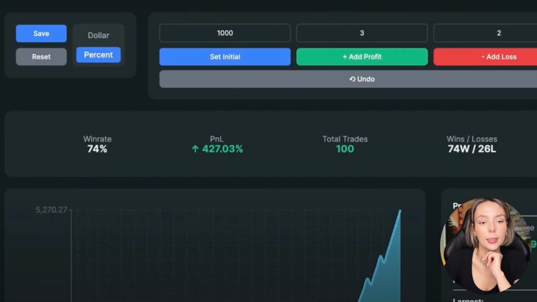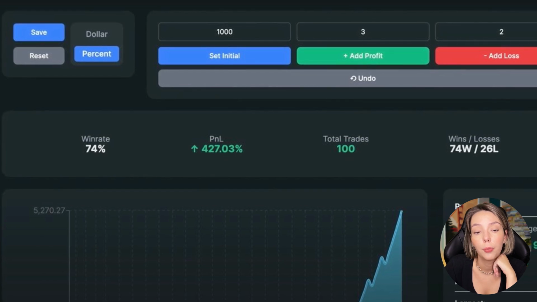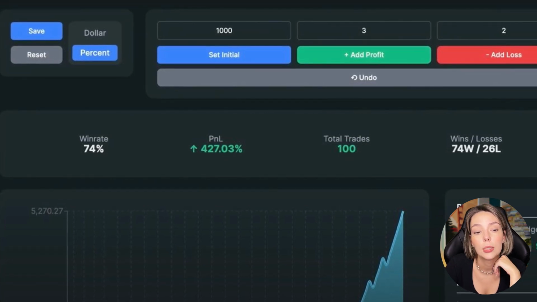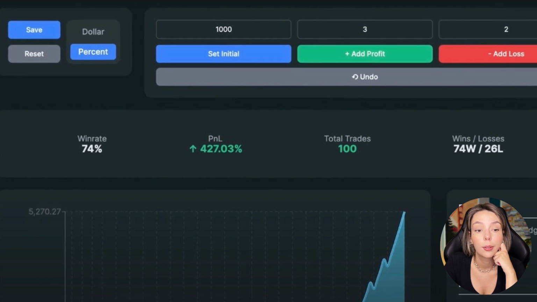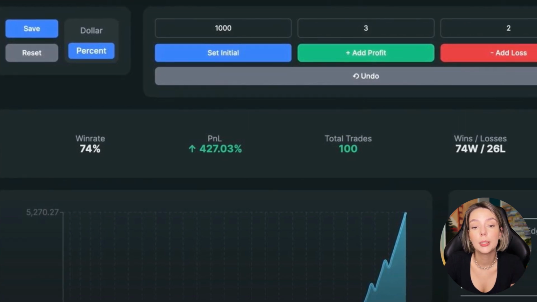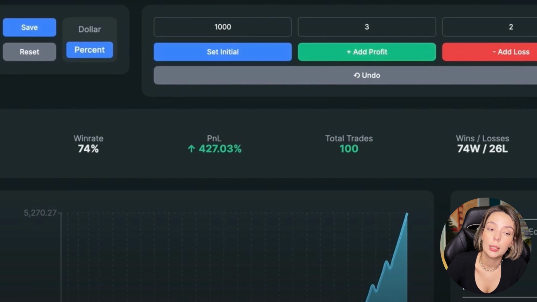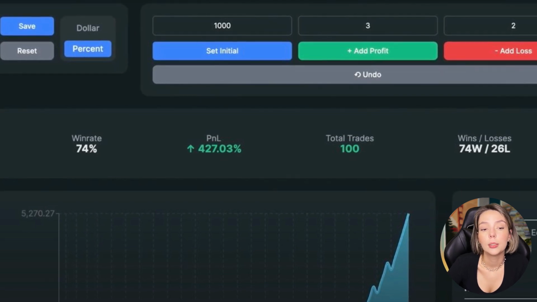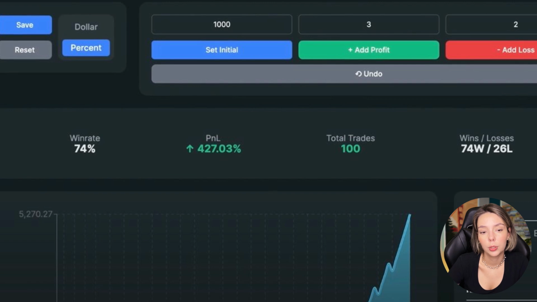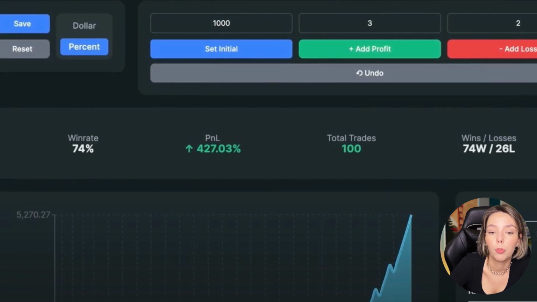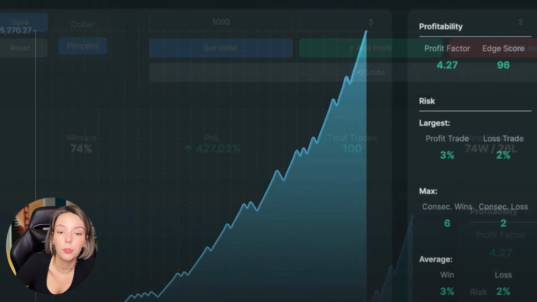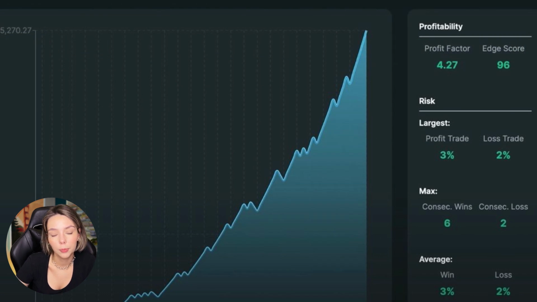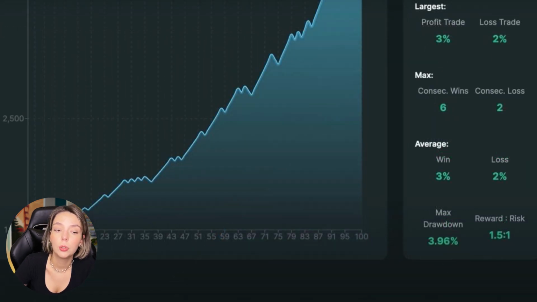Okay, so I tested the strategy 100 times. I found those setups within 4 months. As we can see, the results are crazy good. Just like I promised at the beginning of this video, the win rate is 74% and we gained 427.03% of profit on our account. The profit factor is 4.27 and we had 6 consecutive wins against 2 consecutive losses. The maximal drawdown doesn't exceed even 5%, which is really impressive, but this is only the backtesting phase.